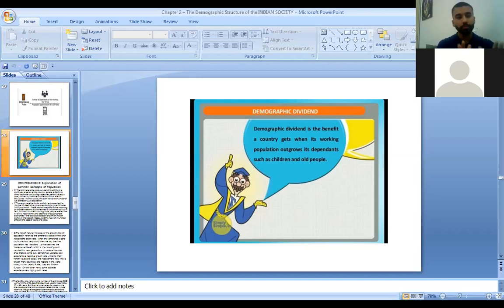So when the working population is more than the non-working population, there are more people working in our country than non-working people. It's always good to have more working people in a country, and that always gives rise to demographic dividend. I'm sure you have understood this.